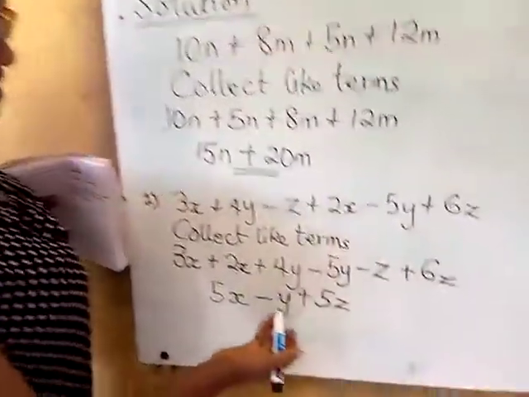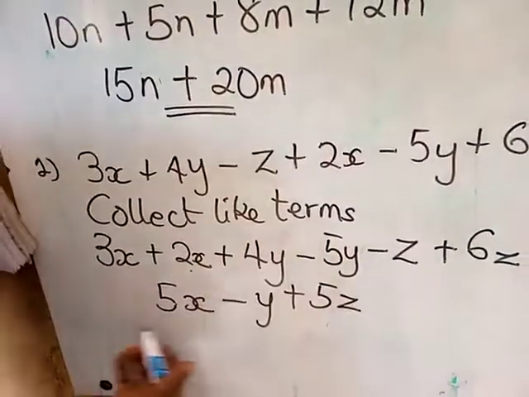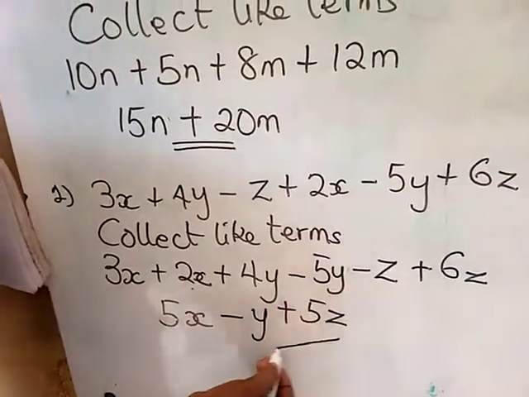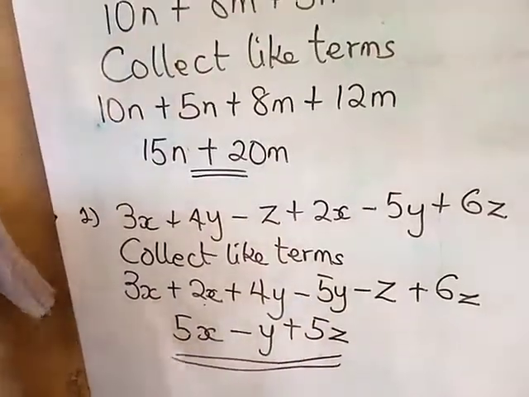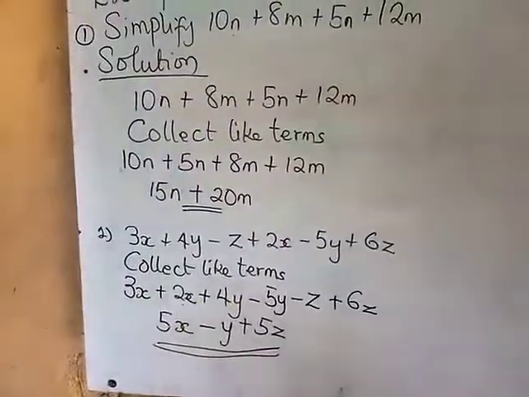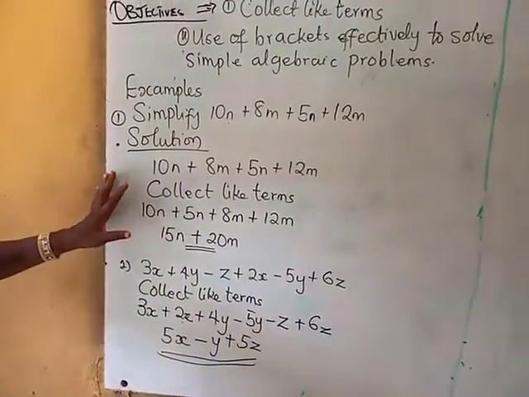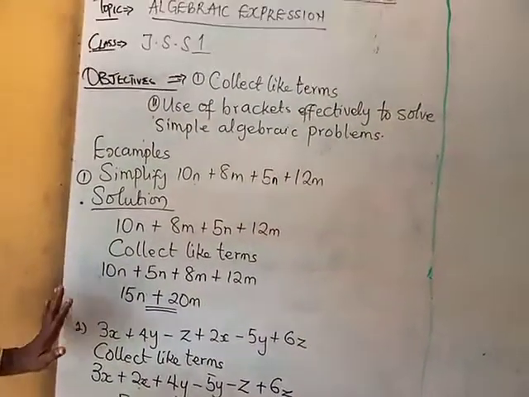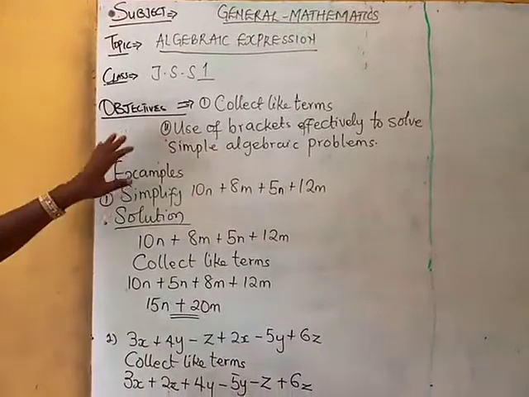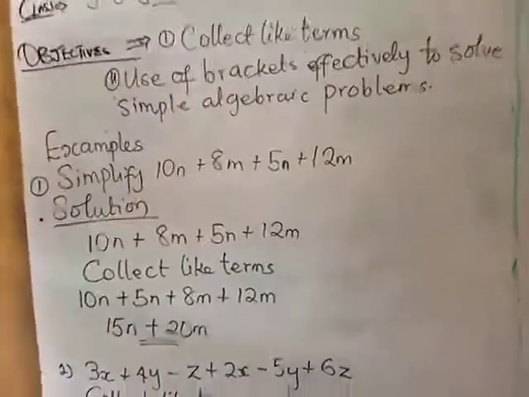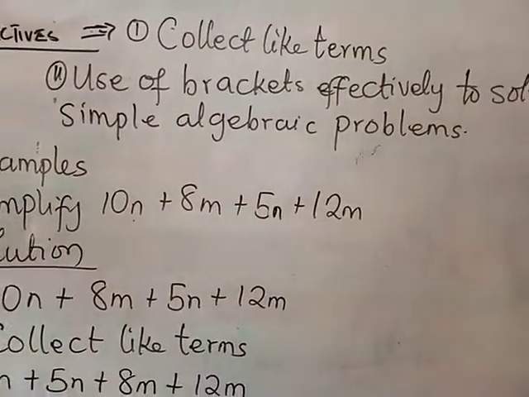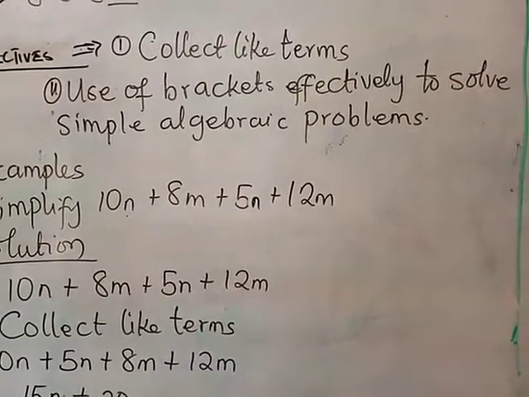So if you look at it, they are not like terms, so you cannot add everything together. This will give us our final answer. That is to tell us how to simplify, collecting like terms when it comes to algebraic expressions. Then our second objective is to make use of brackets effectively to solve an algebraic expression.